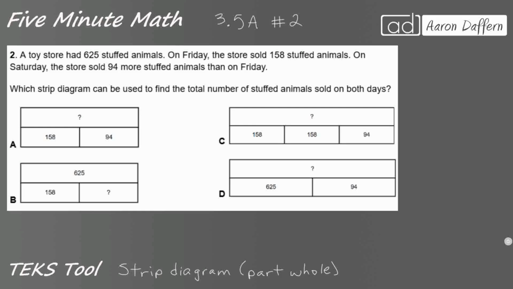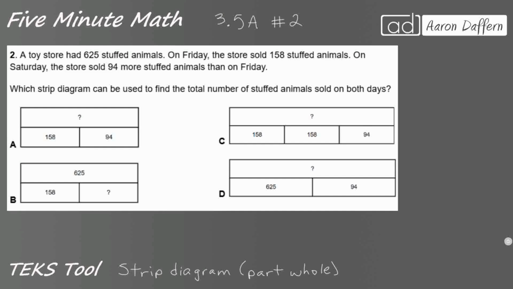Today we are looking at TEKS tools, strip diagrams, specifically part-whole, and we will use it to solve a problem for TEK 3.5A in 5 minutes or less. If you haven't done so already, please go ahead and take a moment to pause the video, work this problem out on your own, unpause it, and we will look at our answers together.